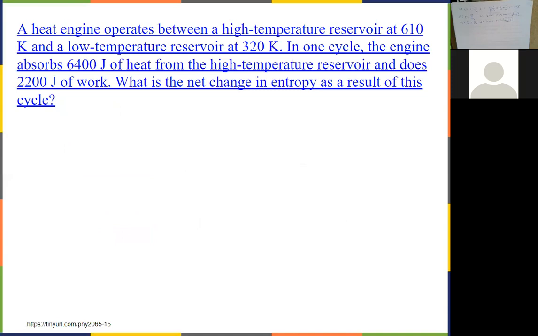Let's take a look at a simple example. It says a heat engine operates between two temperature reservoirs, the hot reservoir and the cold reservoir. Temperatures are given. In one particular cycle, the engine absorbs 6,400 joules of heat from the high temperature reservoir, and does 2,200 joules of work. What's the net change in entropy as a result of this cycle?